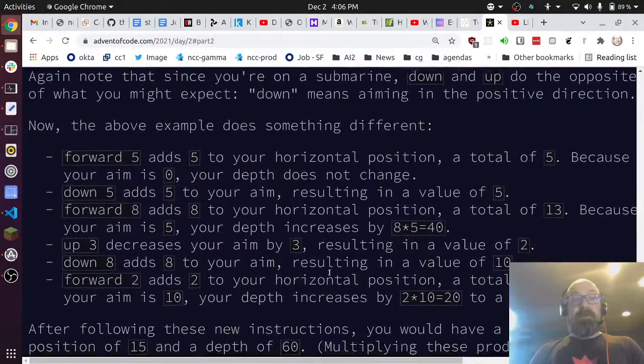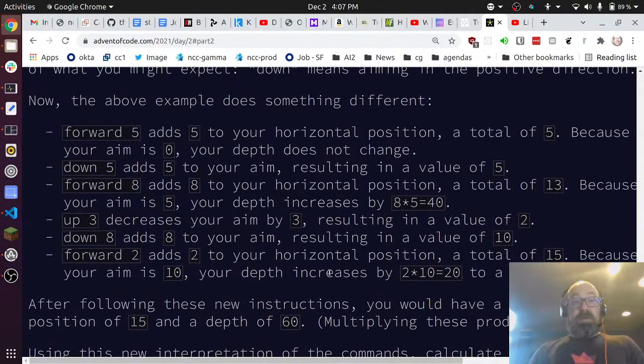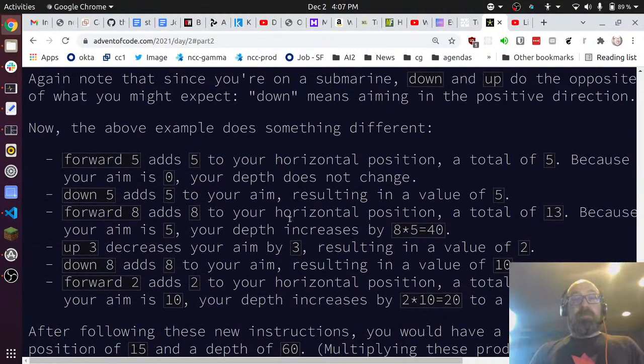Now the other examples have a horizontal position and a depth. Because your aim is 0, your depth does not change. Down 5 adds 5 to your aim, resulting in a value of 5.